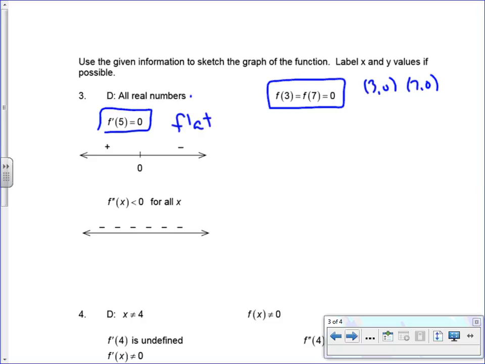Okay? And then down here, what is this saying? F double prime is negative. What is that telling you? Concave down. The whole graph is concave down. Okay? So you look at every bit of information. This says that the graph rises and then falls, and this says that the graph is concave down on the whole thing. So you get a sense of what the picture looks like.